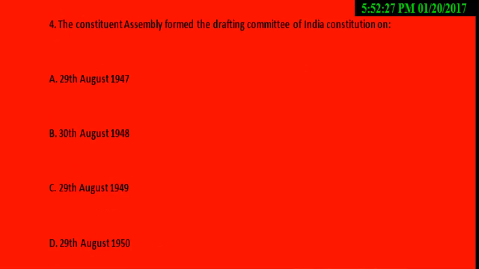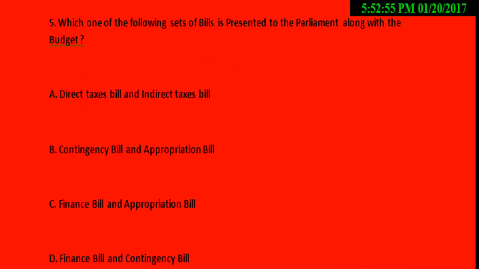Next question for you. The Constituent Assembly formed the drafting committee of the Indian Constitution on 29th August 1947, 13th August 1948, 29th August 1949 or 29th August 1950. So your answer is A, 29th August 1947. Next question is, which one of the following sets of bills is presented to the Parliament along with the budget? Direct taxes bill and indirect taxes bill, contingency bill or appropriation bill, finance bill or appropriation bill, or finance bill or contingency bill. So your answer is C.